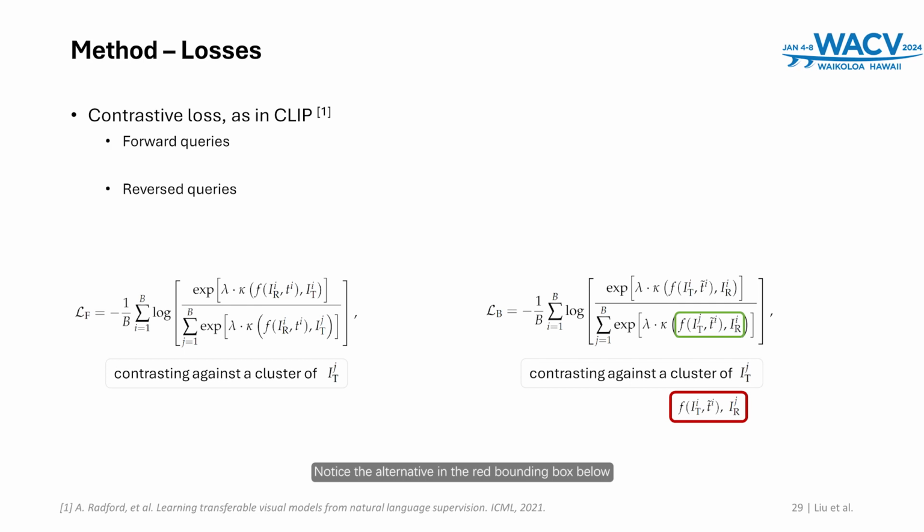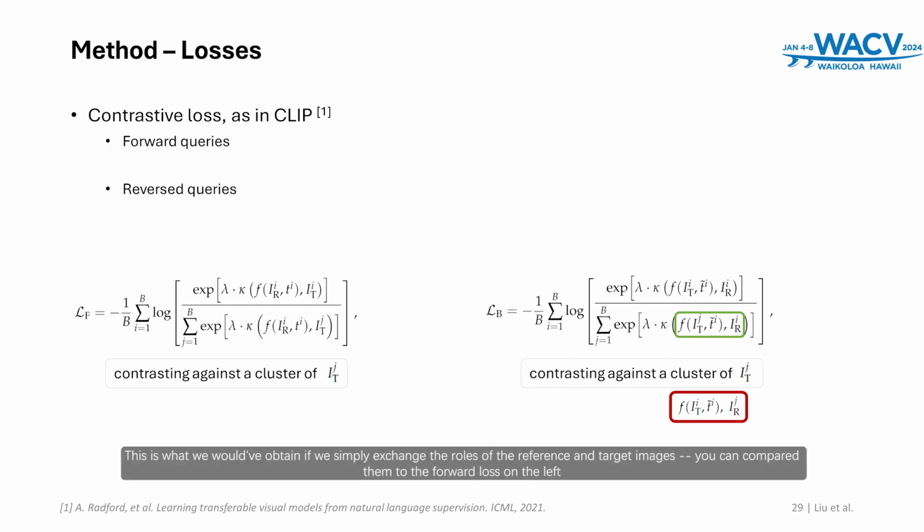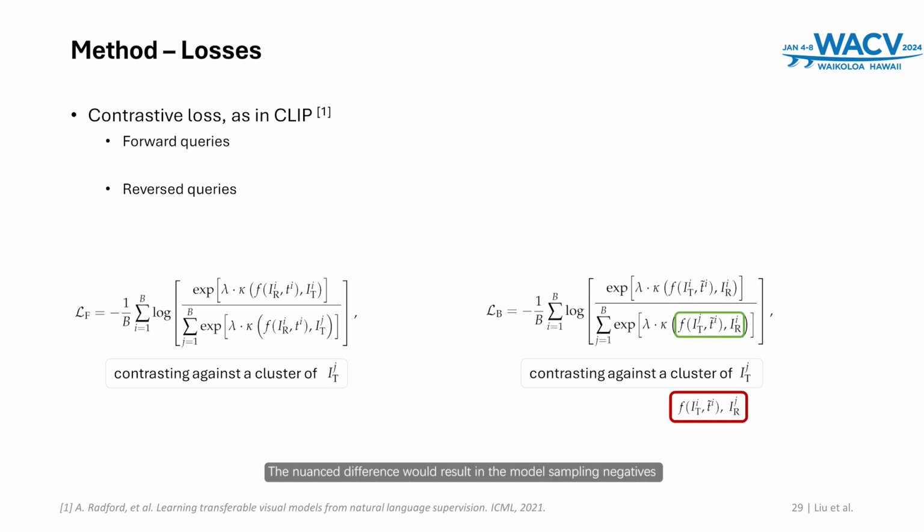Notice the alternative in the red bounding box below. This is what we would have obtained if we simply exchanged the roles of the reference and target images. You can compare them to the forward loss on the left. The nuanced difference would result in the model sampling negatives among the cluster of reference images instead of among the candidate target images. And that will create a mismatch between the training objective and the final goal, because the model will never be asked to distinguish among reference images in inference.